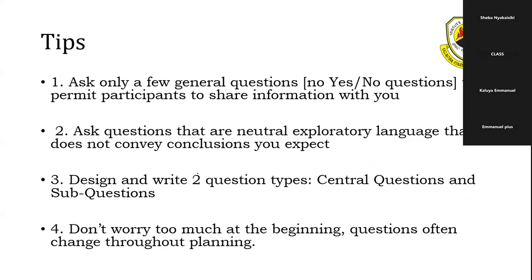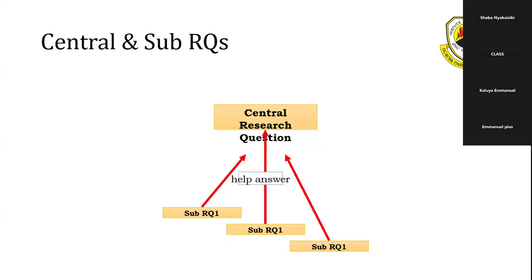So here are tips that can help guide your formulation process. Avoid a question that will give you a yes or no answer. Ask questions using neutral, exploratory language that does not convey a conclusion. Design and write two questions, central and sub-questions. Don't worry too much about the beginning. Questions often change throughout planning. So again, this is where we start from.